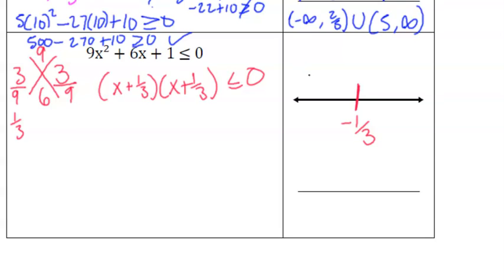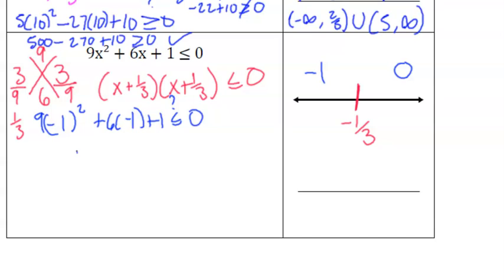So let's test a point on the left and right sides of this. Let's do 0 and negative 1. So let's plug in negative 1. Is 9 minus 6 plus 1 less than or equal to 0? 3 plus 1 is not less than or equal to 0, so we're going to leave that side not shaded.